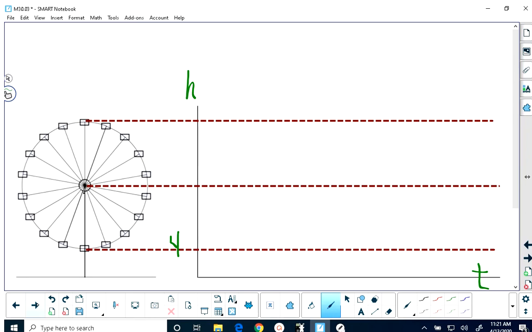Well, their maximum height is going to be 30 above 4 because you're told in the question the diameter of the wheel is 30 meters, which means that this must be 30 plus 4, which is 34.